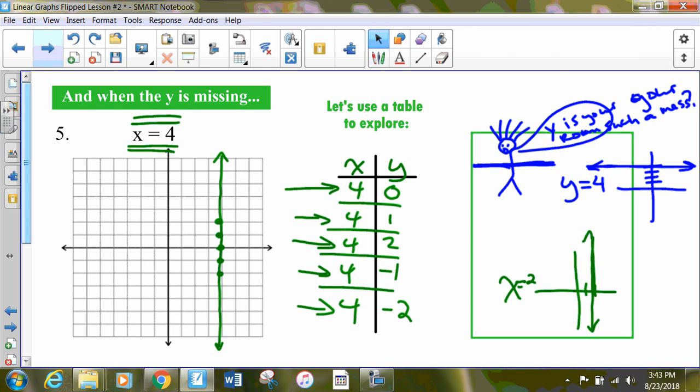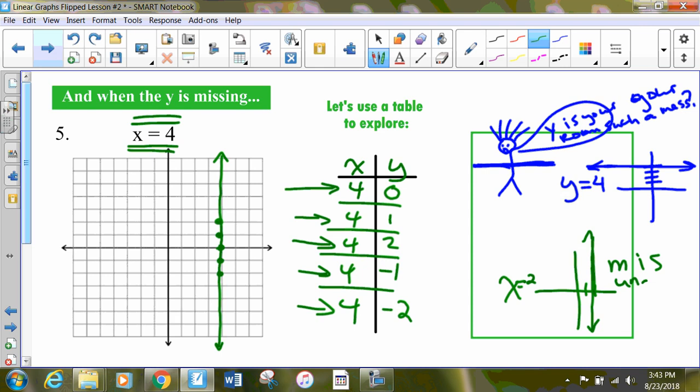So if that helped you, great. If not, you figure out in your mind a shortcut to understanding why y equals 4 is going to be a horizontal line with a slope of 0. And x equals 2 is going to be a vertical line with the slope actually that's undefined. So if we didn't talk about that in class, the slope is undefined.